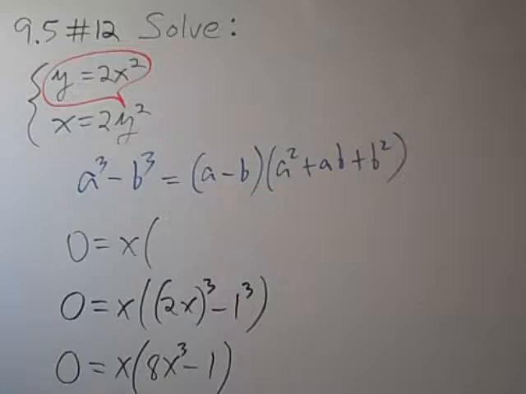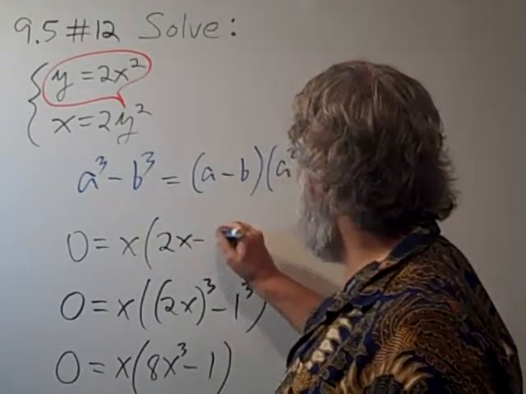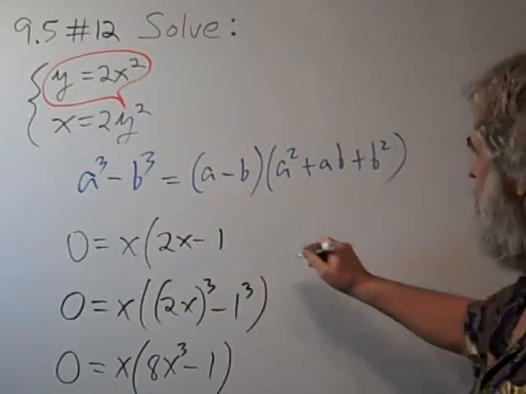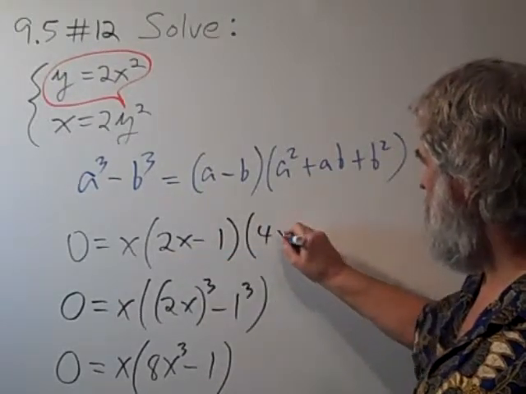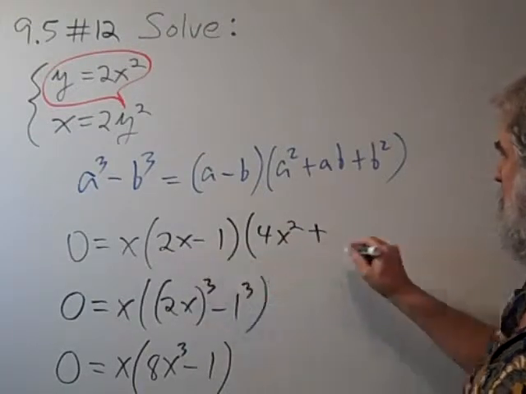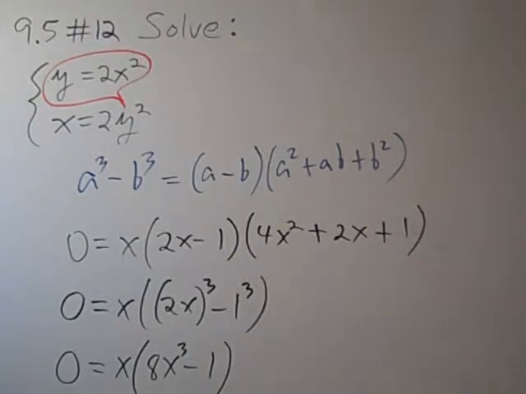And so applying that to this difference of cubes, we get 2x minus 1 times the 2x squared, which is 2x times 2x is 4x squared, plus this times that is 2x, plus 1 times 1 is 1. Okay, now let's find the solutions of this.